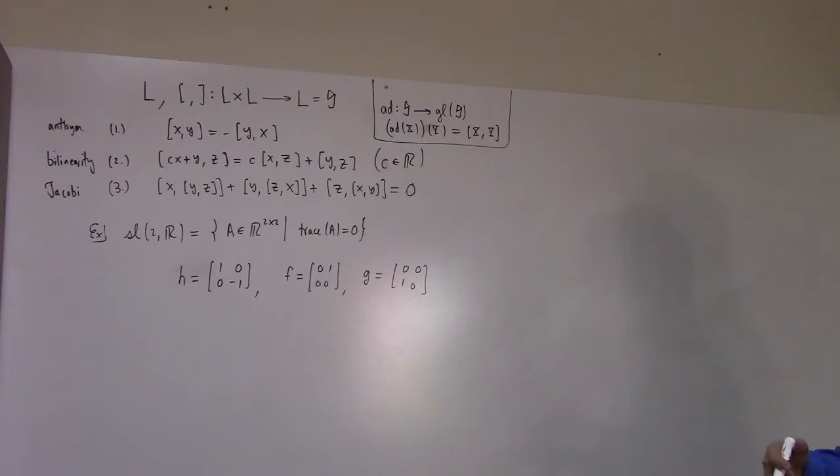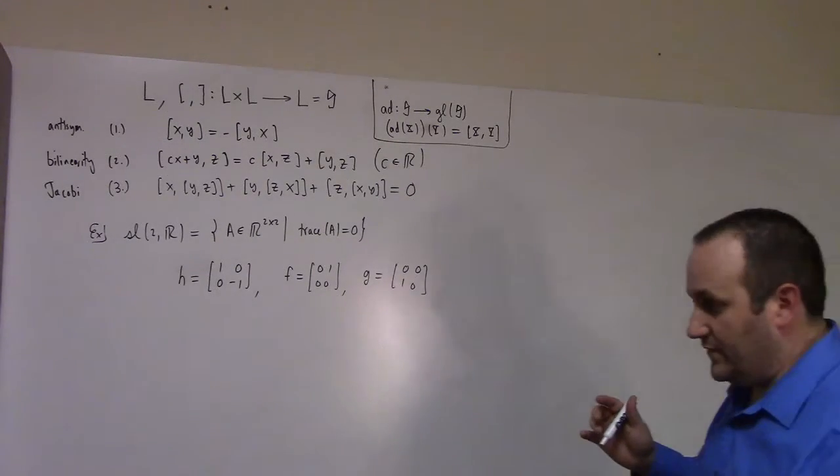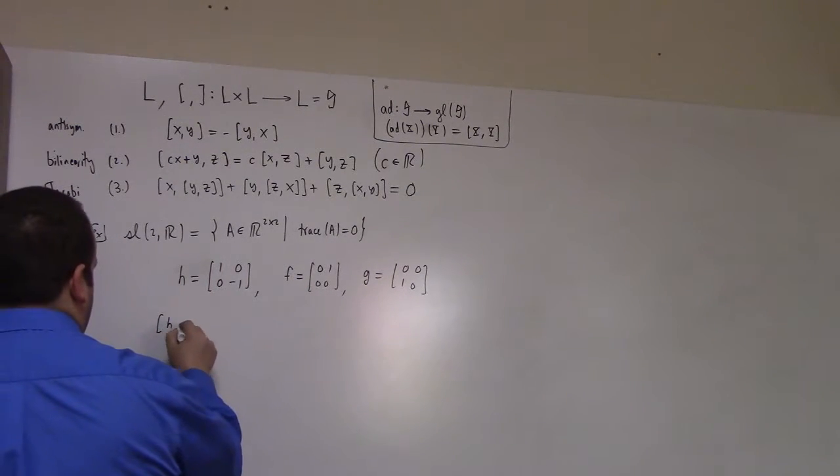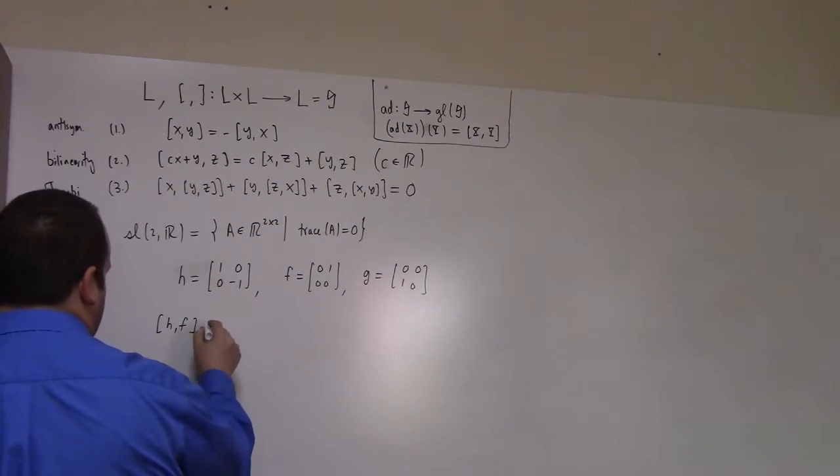Okay, so here the bracket is actually a commutator bracket. So to show that this set of matrices actually forms a Lie algebra, it would suffice to show that the Lie bracket of H, F, and G is closed back in again on H, F, and G. So what happens when you look at the bracket of H and F?